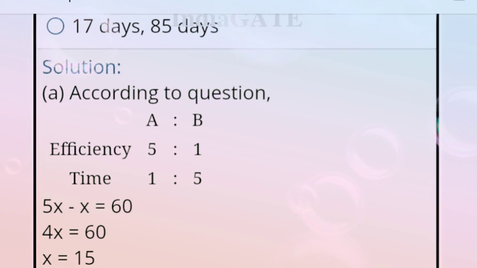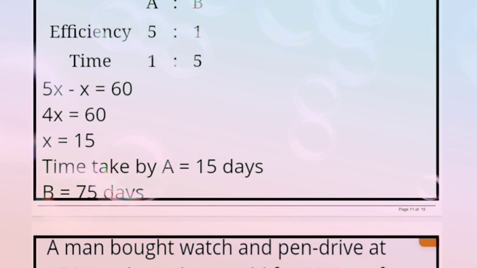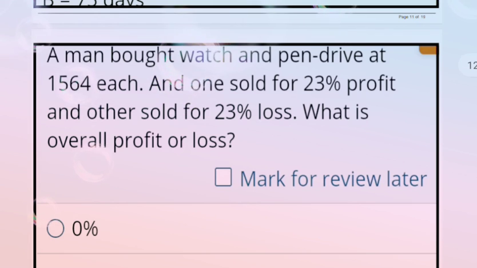According to the given question, the ratio of A to B efficiency is 5:1, and we know that time is inversely proportional to efficiency. So the time ratio is 1:5. So we easily say that 5x minus x is equal to 60. That is the whole work done by both A and B. So after solving, we get x equal to 15. On this basis, the time taken by A is 15 days and the time taken by B is 75 days. Now come to the next question.